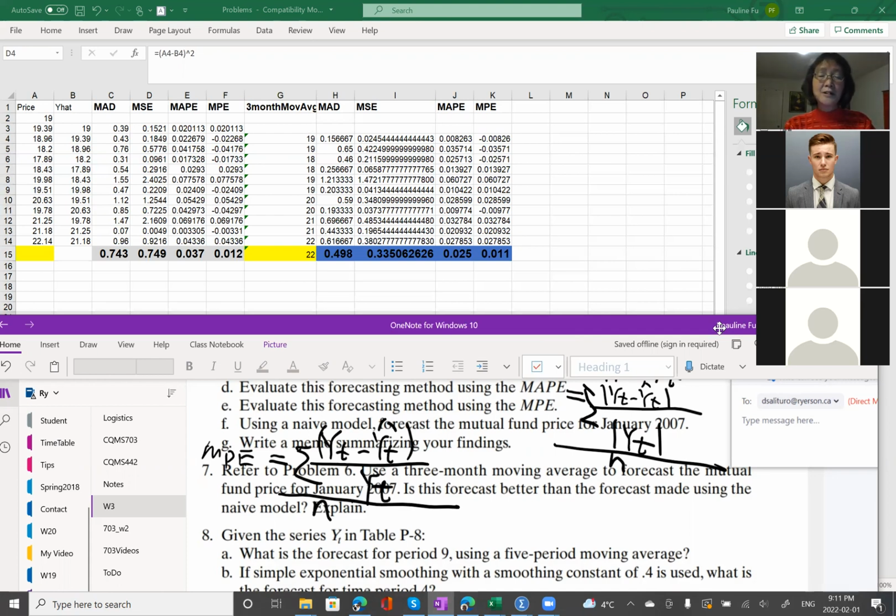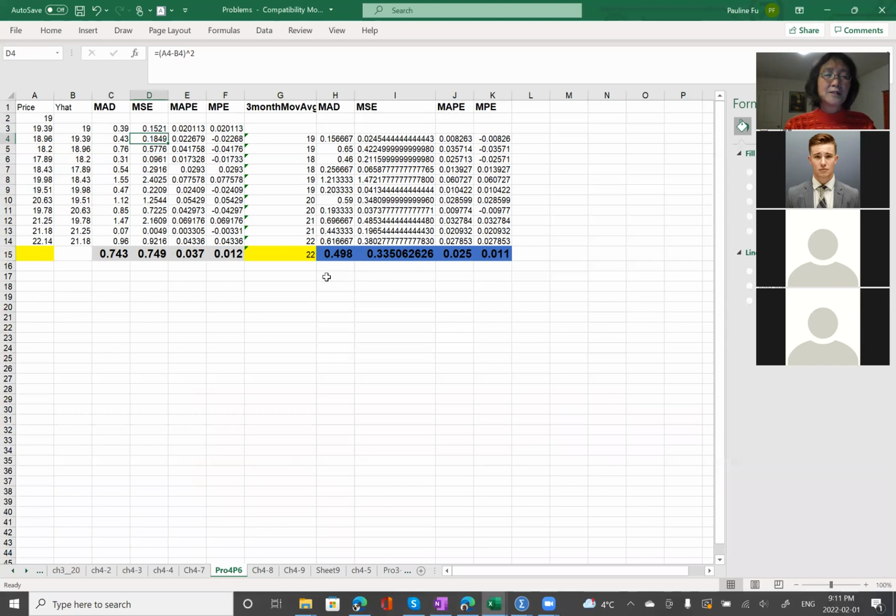I'm still a little bit confused about the applicability of the MAD, MSE. Do those values mean something on their own? Could I just run the first batch and say it's 0.743, or is it only in relation to comparing two different methods?